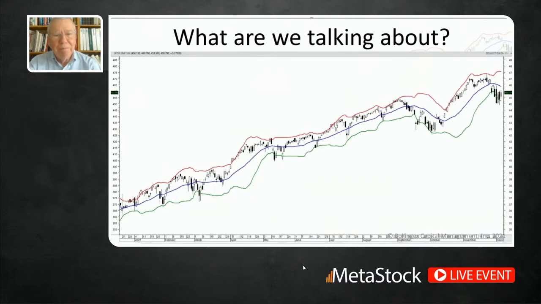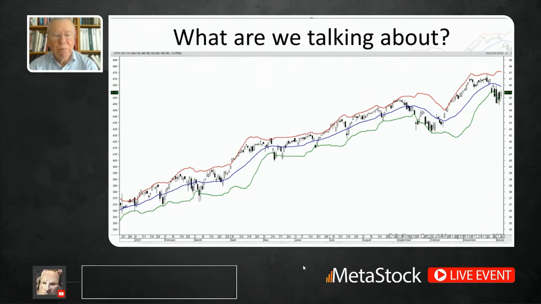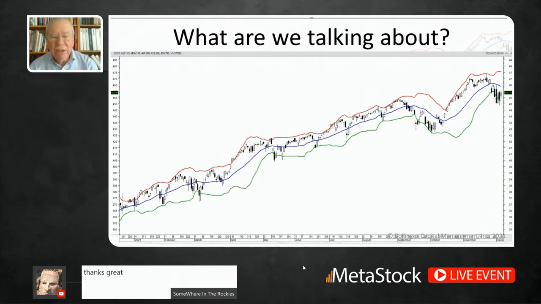So getting started, this is what we're talking about. Here's your basic price chart. This happens to be SPY, the big S&P 500 ETF. It's the most actively traded security in the world. On top of it, I have laid a set of Bollinger Bands. The blue line is the middle band. It's simply a 20-day moving average, and the red line is the upper band, and the green line is the lower band.